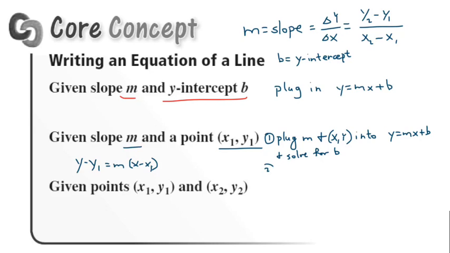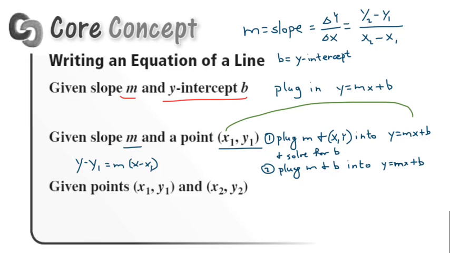Step two would be to plug m and b into y equals mx plus b. So we're still using the exact same formula. We're just going to plug in the m, and whatever x1 and y1 is, literally plug them in right here. x1 is x, plug it in for x, y1 is y.